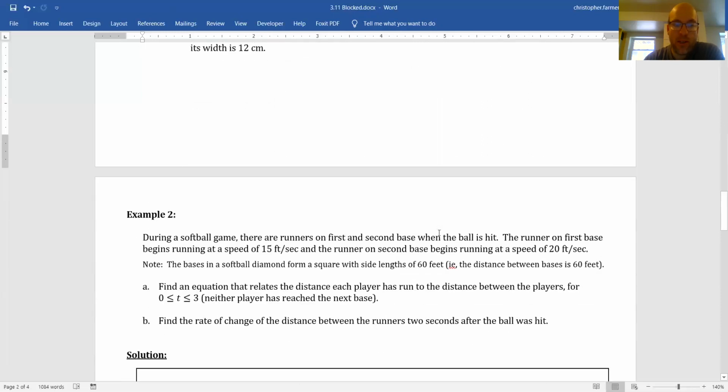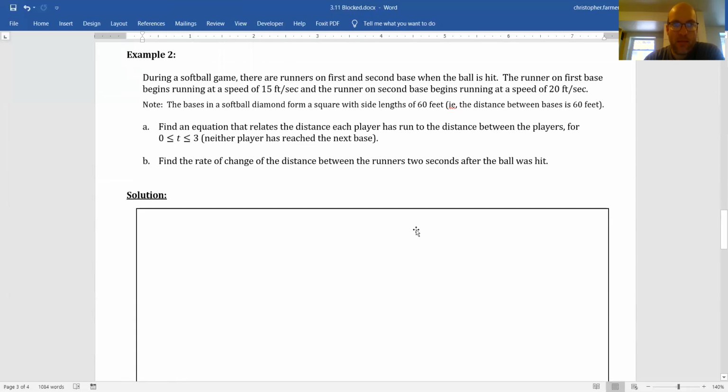Okay, so we'll do a couple more examples just to give you an idea of what else you might run into, but after that, there's not going to be anything new. It's just all dependent on being able to write out the different information with each problem in a meaningful way. So here we're working at a softball game.